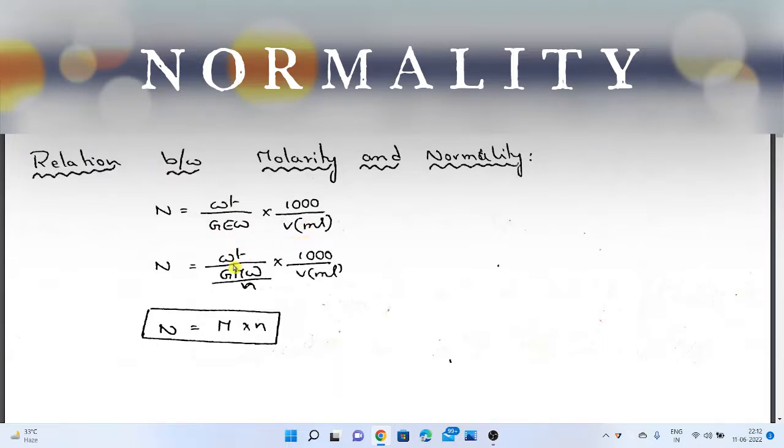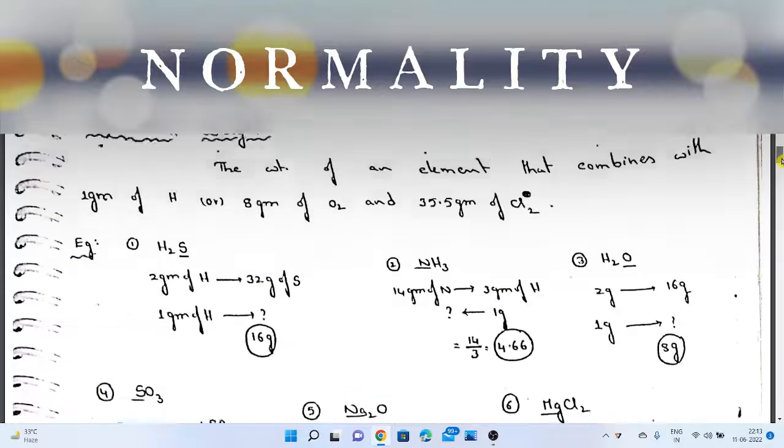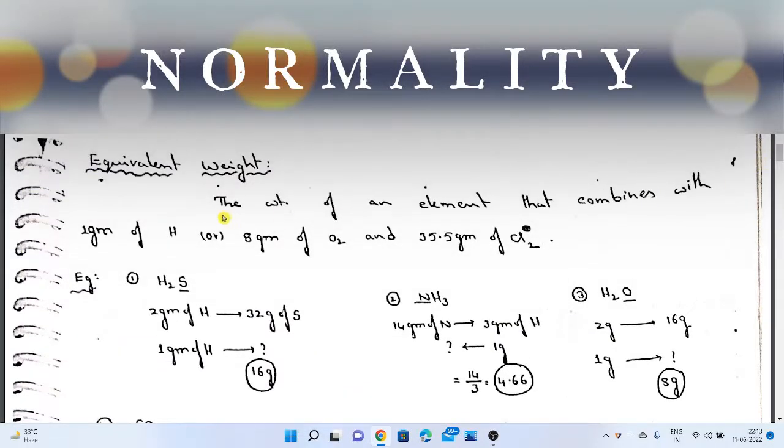Gram equivalents is equal to gram molecular weight divided by n, where n is the basicity or acidity or charge or number of electrons transferred per mole. Relation between molarity and normality: N is equal to weight by gram equivalent weight into 1000 by V milliliters. So weight by gram equivalent weight can be written as gram molecular weight divided by n. So normality is equal to molarity into small n.